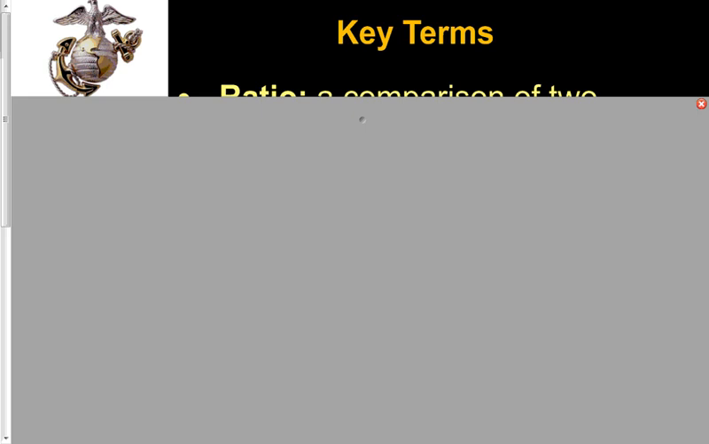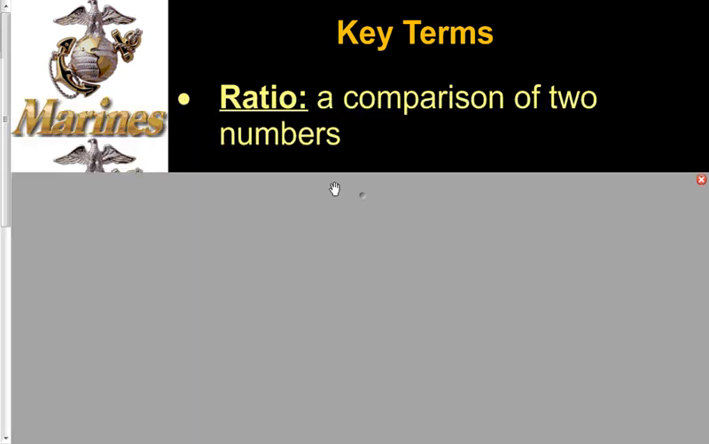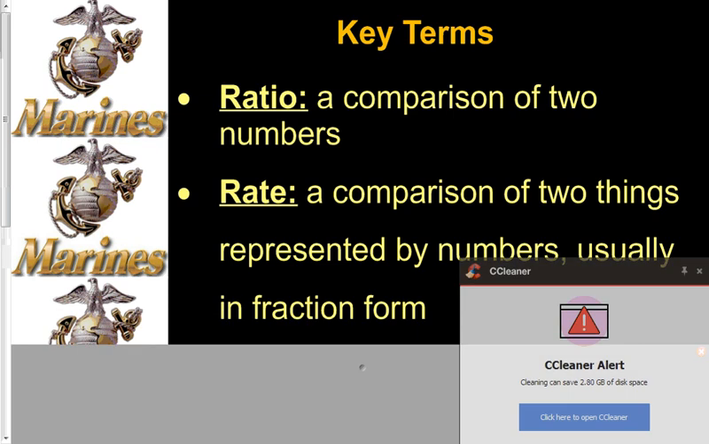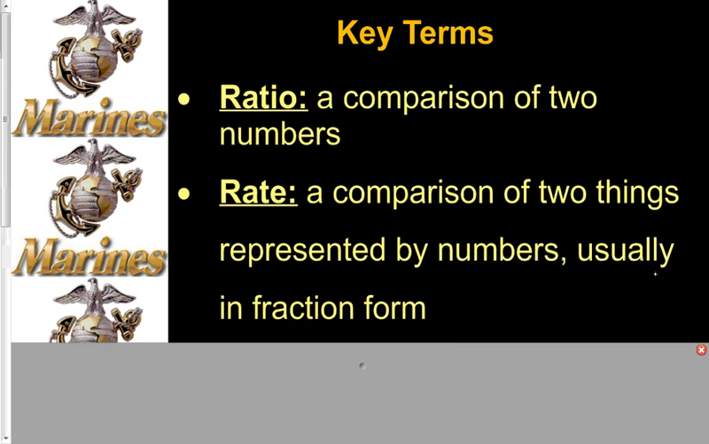So as we get going there, I want to go over a couple of key terms that might come up. One is, what is a ratio? A ratio is a comparison of two numbers. And the reason I wanted to get into that is because a lot of times in real world situations, we deal with ratios, a specific type of ratio called a rate. A rate is a comparison of two things represented by numbers, usually in fraction form. So two things, not necessarily just two numbers. It could be like miles per hour. So that would be two things, but they're represented by numbers in a fraction form.